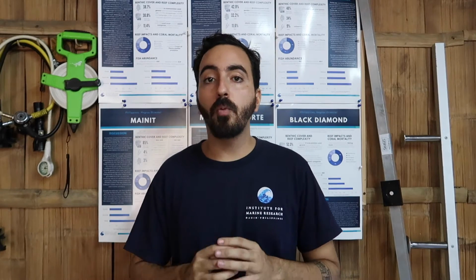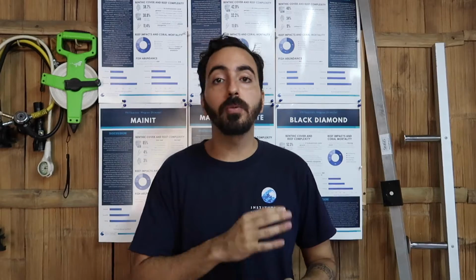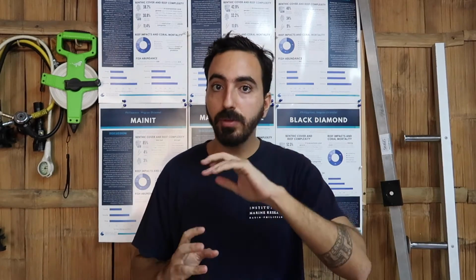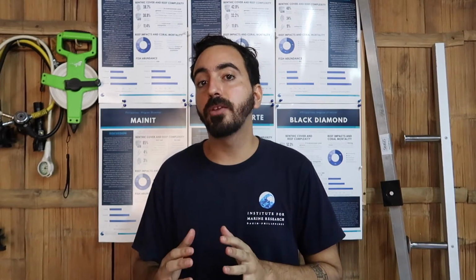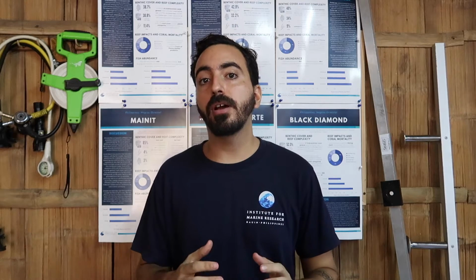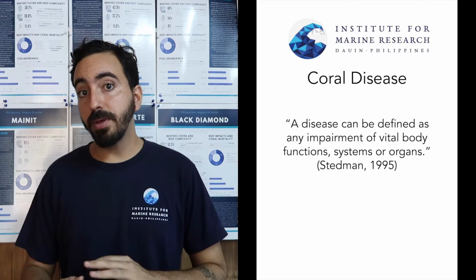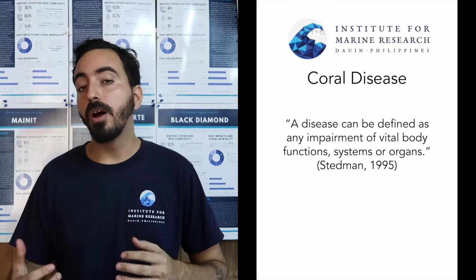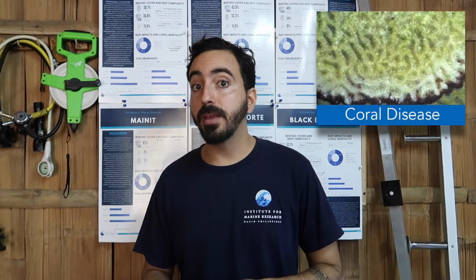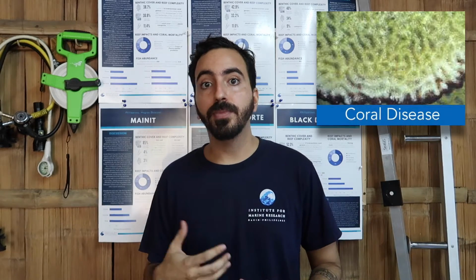Now, for impacts we have a wide variety of categories, and I'm going to go through them one by one, kind of giving you a little taste of what it is we measure and why. And we're starting off with one of the most obvious impacts that there is to be found out there on the coral reef, and that is coral disease. Now, coral disease is any kind of impairment of the bodily functions of a coral. Now, this impairment can be biotic or it can be abiotic.